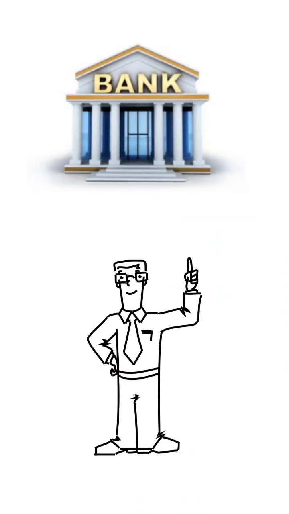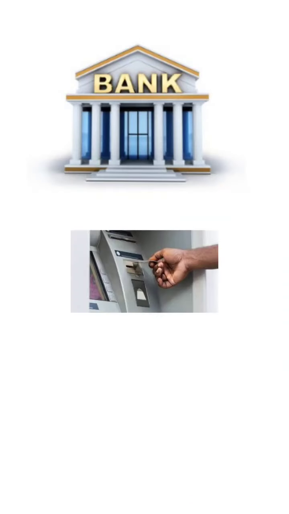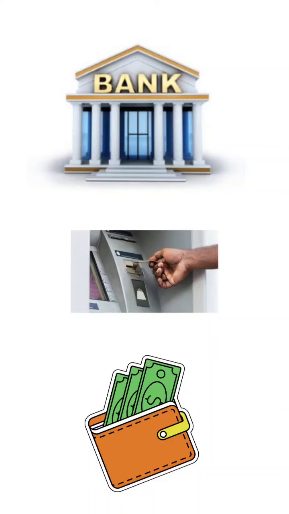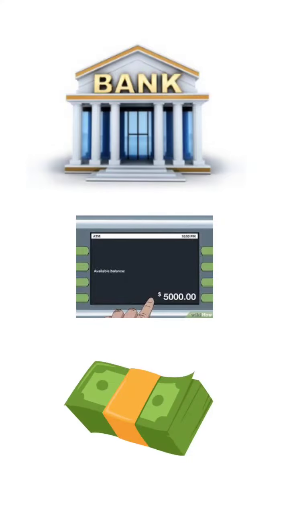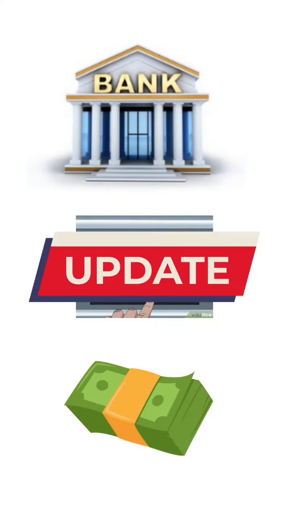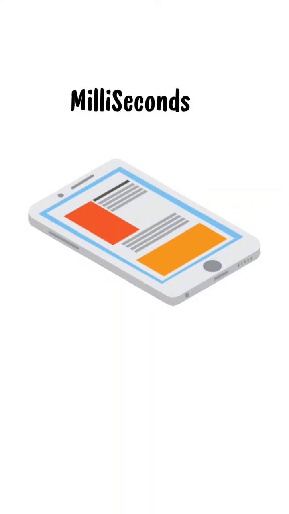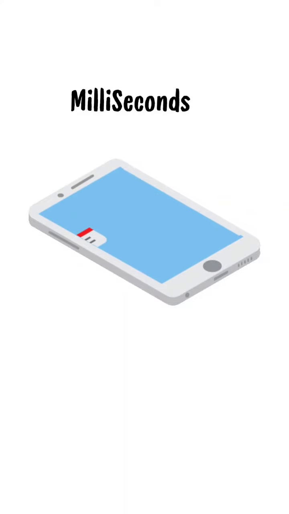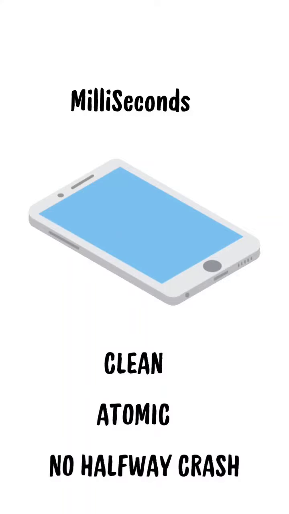Let's take a bank as an example. You go to an ATM, you swipe your card, and you withdraw some X amount. So, what happens next? Every time you do such transactions, the system checks your balance, deducts that X amount, logs it, updates the cash balance, and sends you a notification. And this all happens in milliseconds, and all that has to happen in one go. Clean, atomic, no halfway crash.